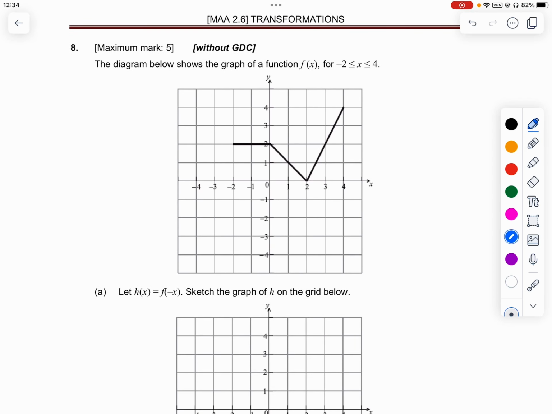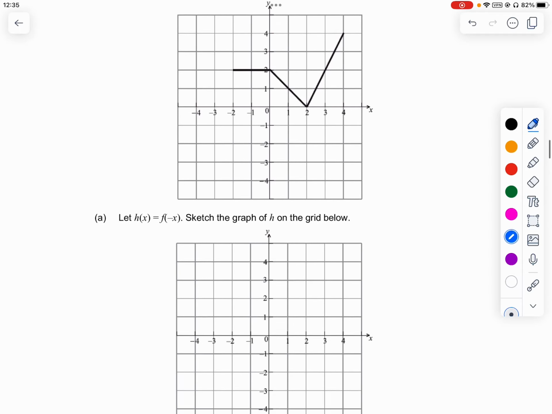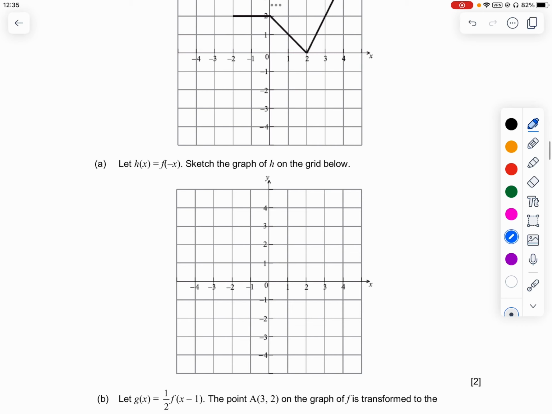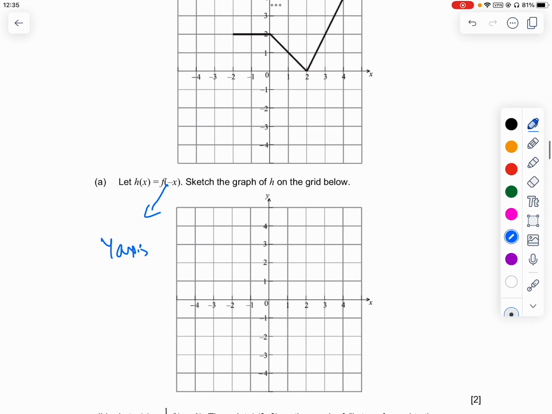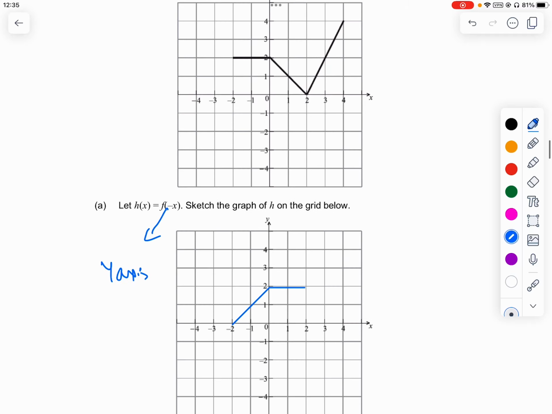Question number 8. The diagram shows the graph of the function f of x, where x lies between minus 2 to 4. Then h of x equals f of minus x. Sketch the graph of h on the grid below. Minus x means reflection on the y-axis. Left side graph becomes right side and right side graph becomes left side. So it becomes in this way. I'm drawing it out. It goes up to 2, so this time it should go up to minus 2 and it goes up to 4, minus 4 to 4. This is going to be the answer.